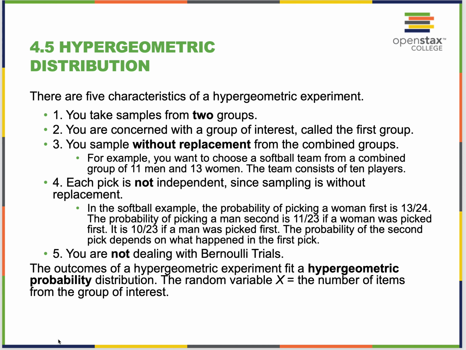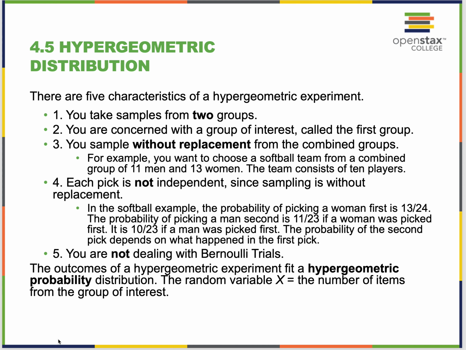So geometric distribution, number of trials until you get your first item of interest to respond. So now let's look at the hypergeometric distribution. You take samples from two groups. Basically this is like red balls and blue balls in a box. It's like playing cards. But the key here versus the binomial distribution is it's without replacement from the combined group.